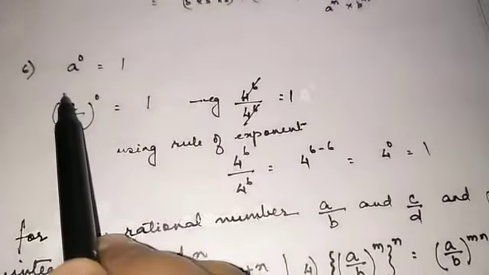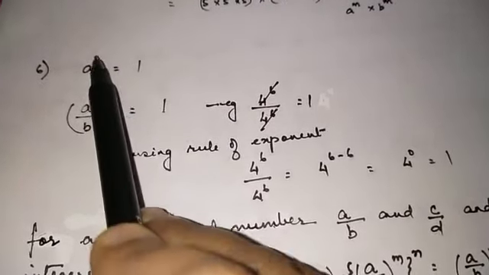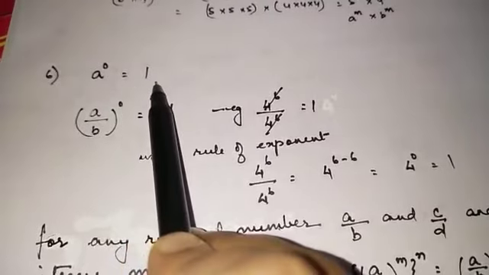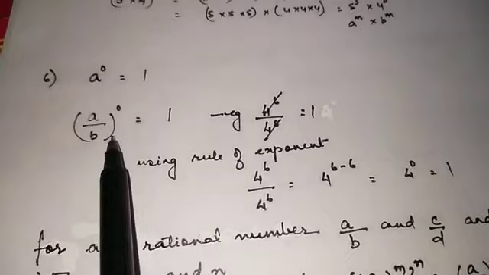Now coming to the sixth law, a raised to the power 0. Any number raised to the power 0 is equal to 1, or if it is any rational number.